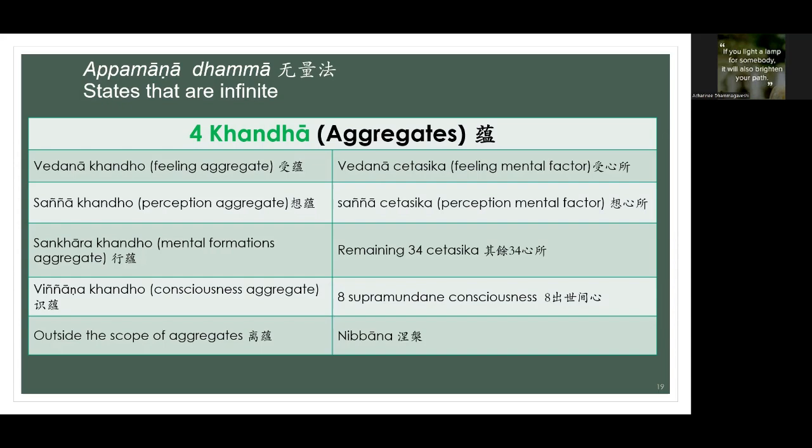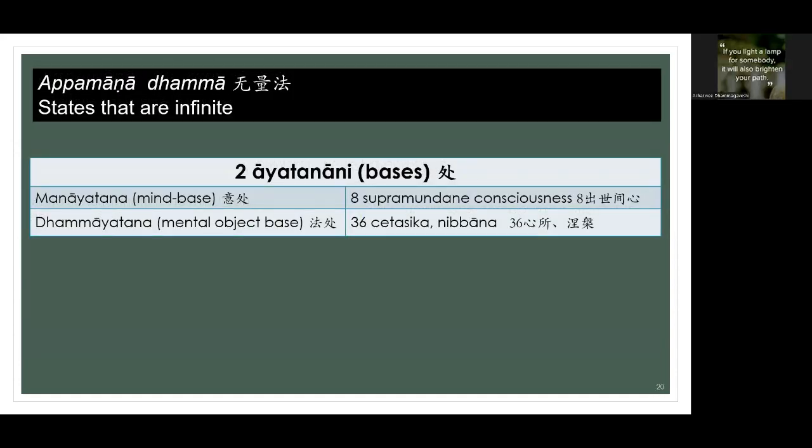And it's very important to mention here Nibbana. Nibbana is not classified under the 5 aggregates. But still, because Nibbana is part of Appamāṇā Dhamma, we mention it as being outside the scope of the aggregates. We get 2 āyatana.